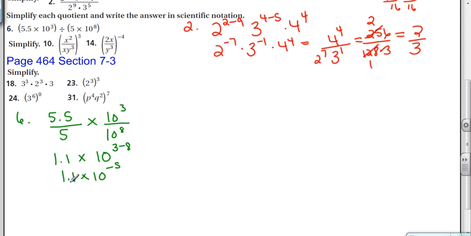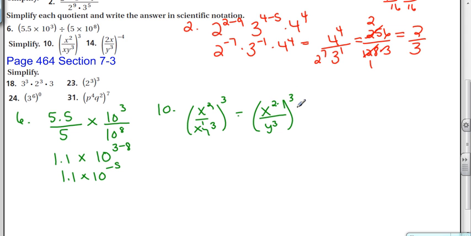That is scientific notation because 1.1 is a number between 1 and 10, and you're multiplied by a power of 10. For number 10, you have x squared over xy cubed raised to the 3rd. So one thing you could do is you could do x just on the inside. You could keep the x and subtract 2 minus 1 and raise that to the 3rd power.